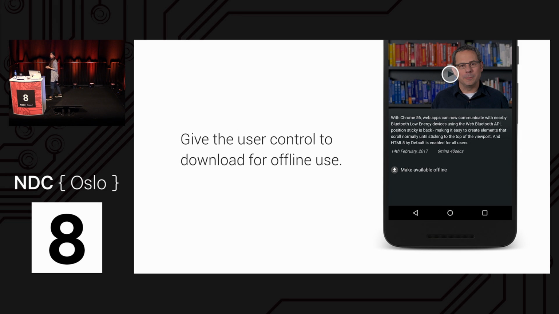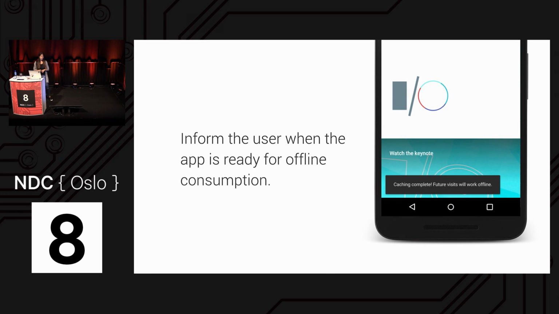You could also give the user control to download for offline use. On websites with videos, it's really great if we could give the user the ability to download specific content offline, like video. And this is an example from the Biograph app. And inform the user when the app is ready for offline consumption. So here in Google I/O, we say caching complete, future visits will work offline.